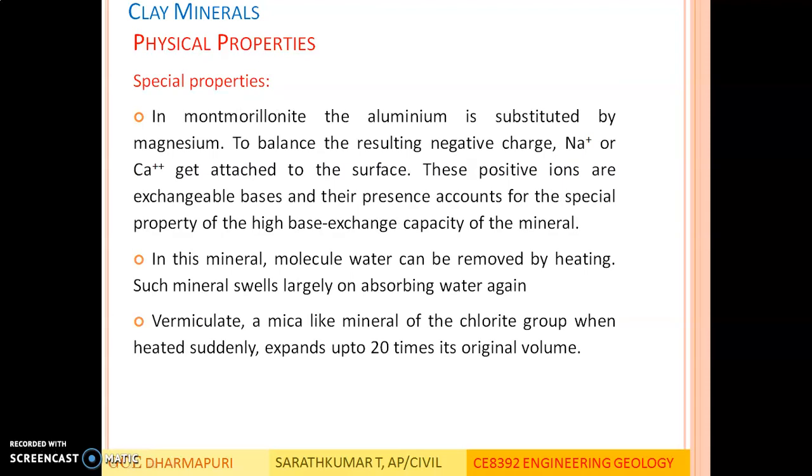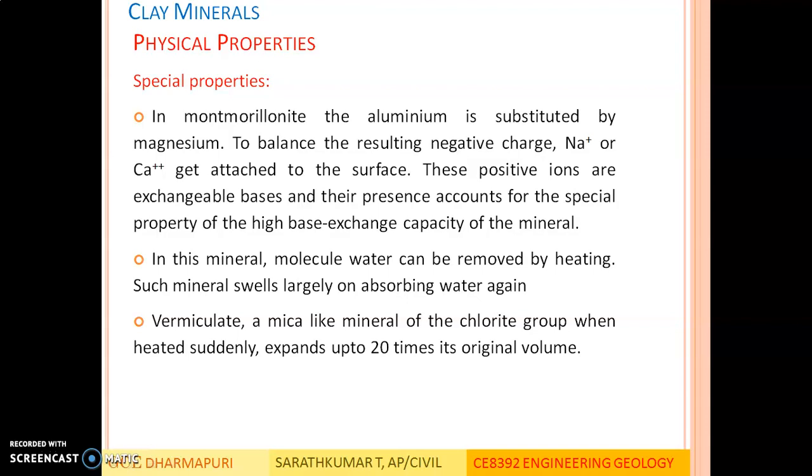Special properties. In montmorillonite, the aluminum is substituted by magnesium. To balance the resulting negative charge, Na+ and Ca++, that is sodium and calcium ions, get attached to the surface. These positive ions are exchangeable bases, and their presence accounts for the special property of high base exchange capacity of the mineral. So in montmorillonite, the base exchange capacity is very high.